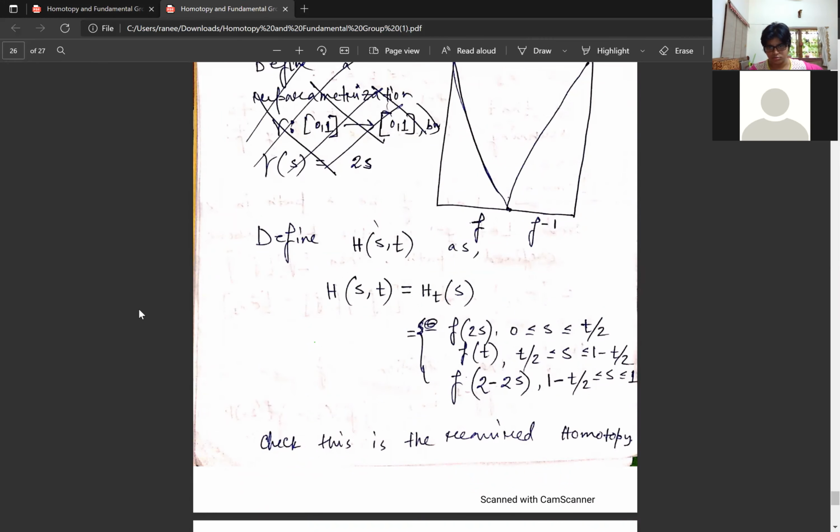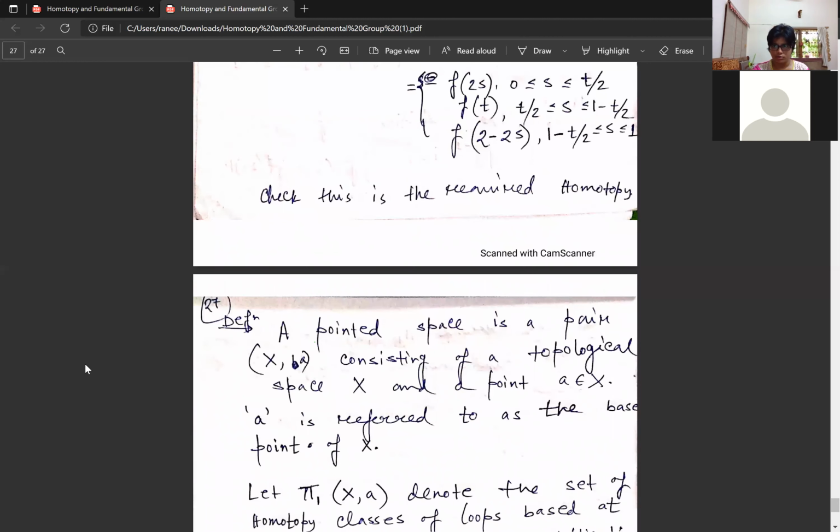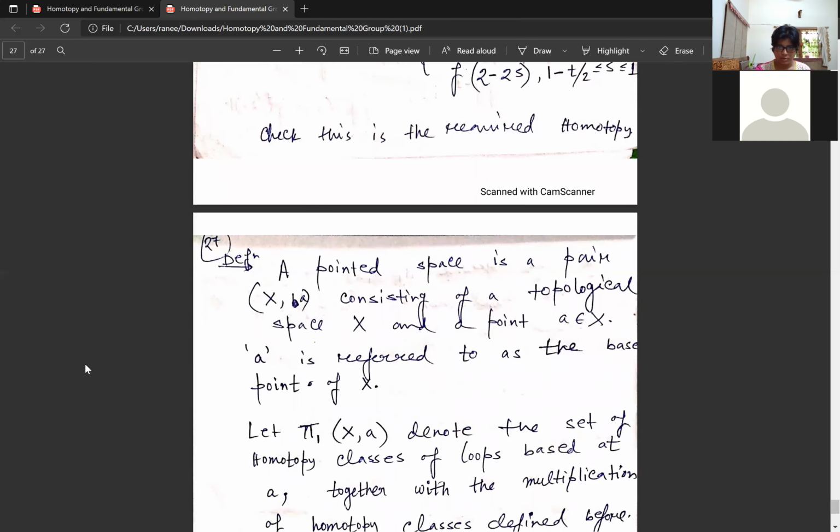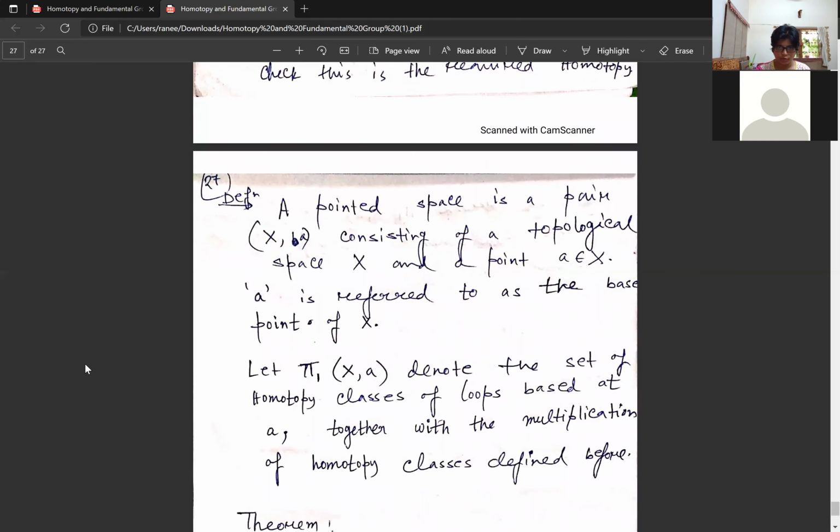Up to t by 2 you are going f, then from t by 2 to 1 minus t by 2 you are not moving, you are just sitting there, and then you are moving backwards. Okay, check, this is the required homotopy. We had already seen that at the 0th time it will be x naught, at the 1st time it will be the path f product with f inverse. But you can of course go through more details.